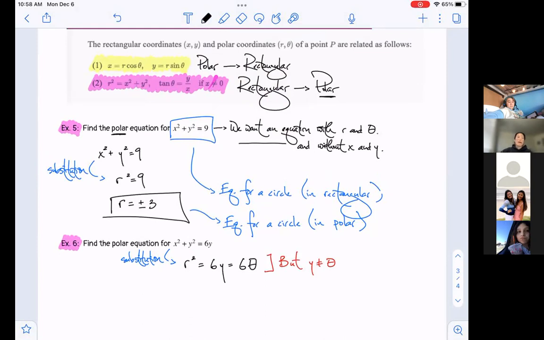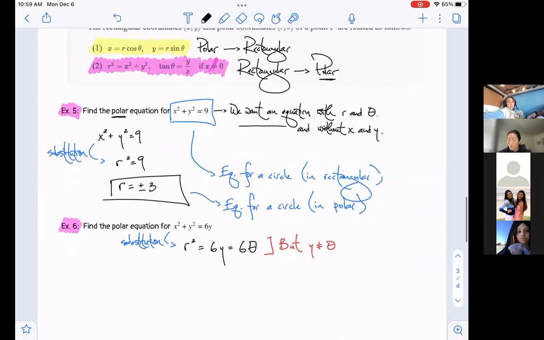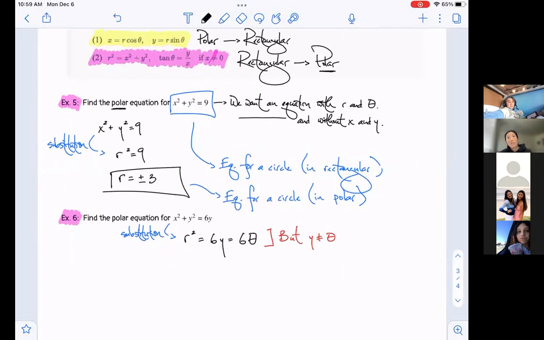But take a look at what we have here. I argue that we have enough information on this page to figure out how to get rid of the y. No more y's, only thetas and r's. So if you think you have an idea, you could put it in the chat or send me a direct message.